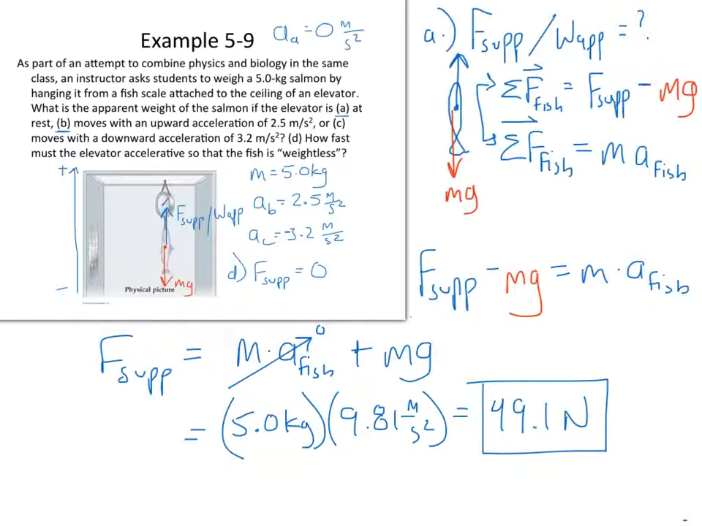When you're just weighing it in the supermarket, or when you're in a system that is at rest. We're going to find out in parts B, C, and D that this fish is going to weigh less if we accelerate the elevator upwards, downwards, and we're going to see how we have to accelerate it in order for it to weigh nothing at all, or to appear to weigh nothing at all.